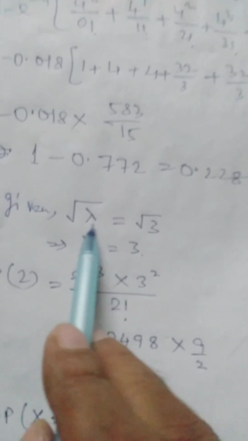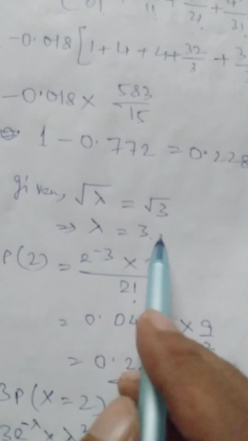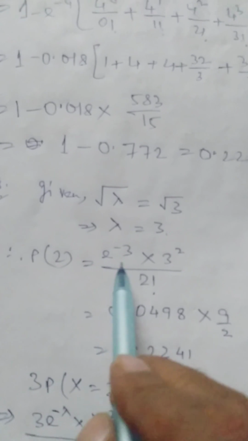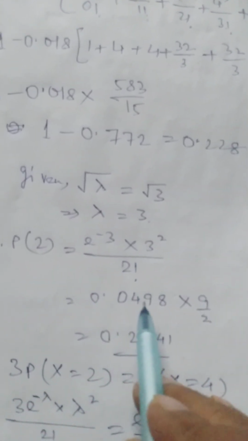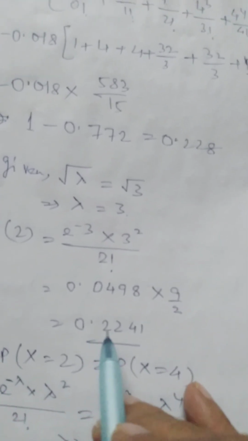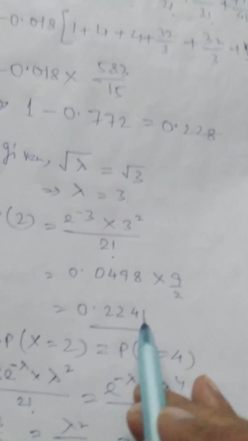Question number 18. The standard deviation of a Poisson variate x equals root 3. Find the probability that x equals 2, given e raised to minus 3 equals 0.0498. So given root lambda, which is the standard deviation, equals root 3, so lambda equals 3, taking squares on either side. Therefore P2 is equal to e raised to minus 3 into 3 square by 2 factorial, 0.0498 into 9 by 2, which will make it 0.2241.